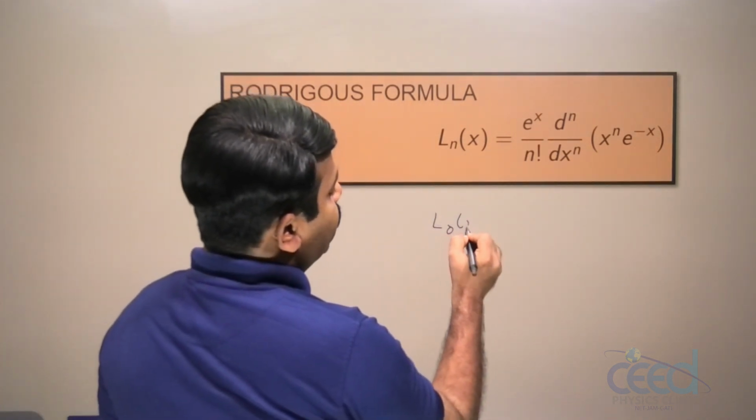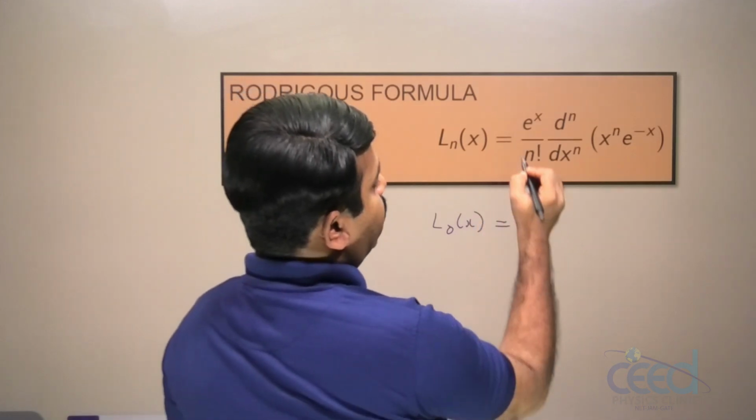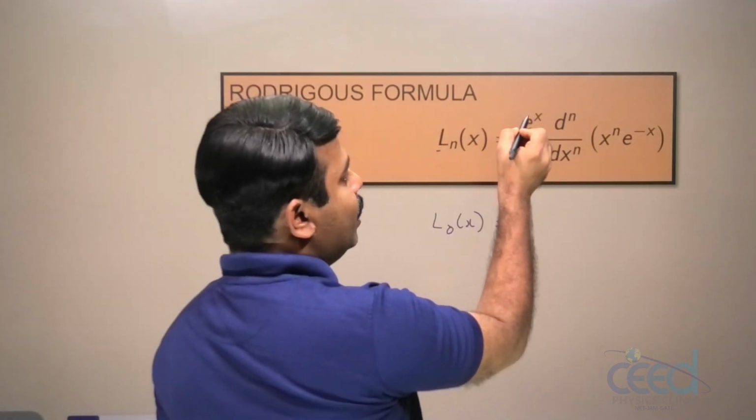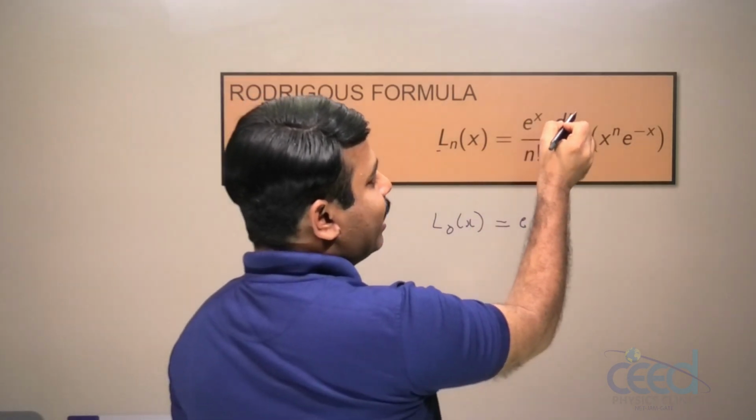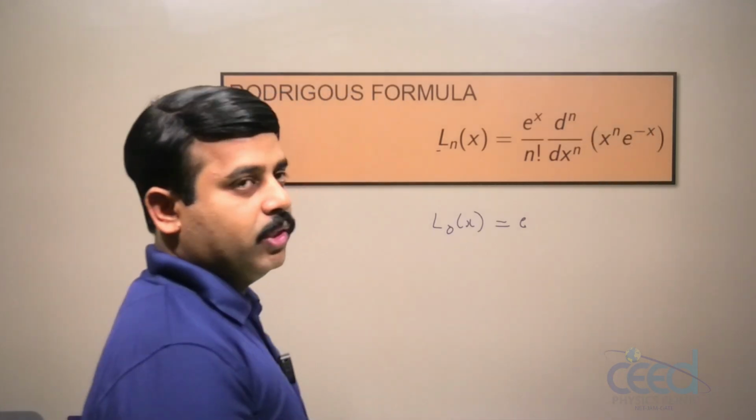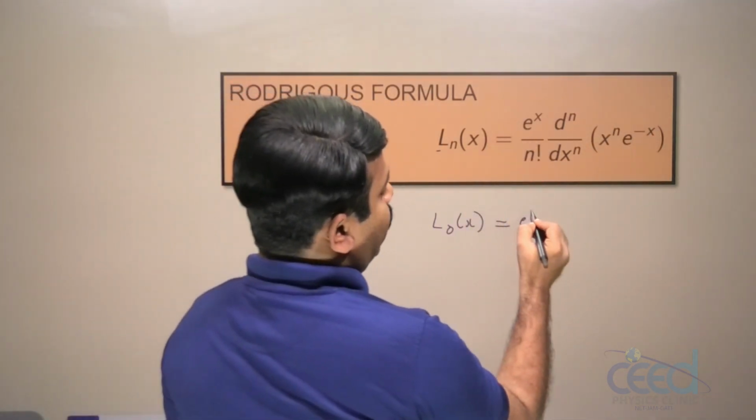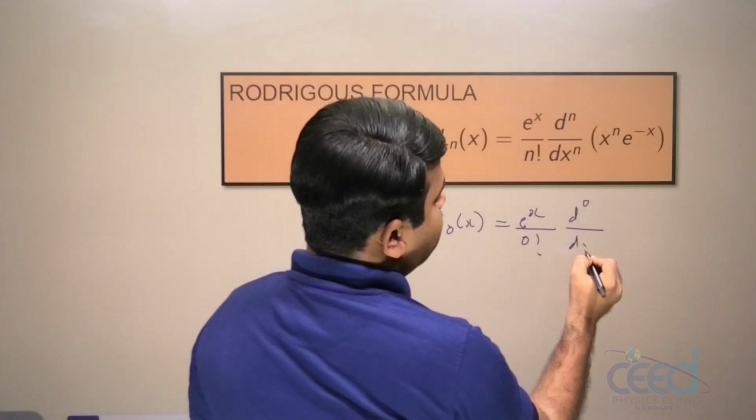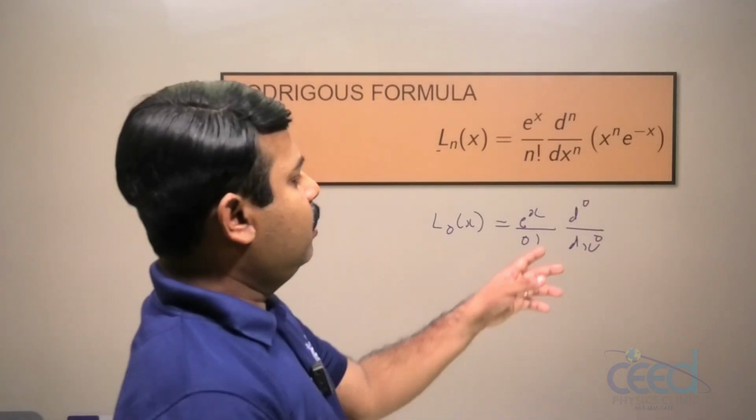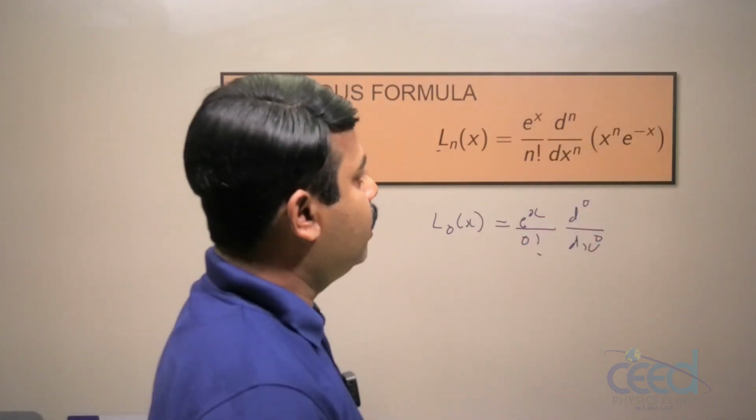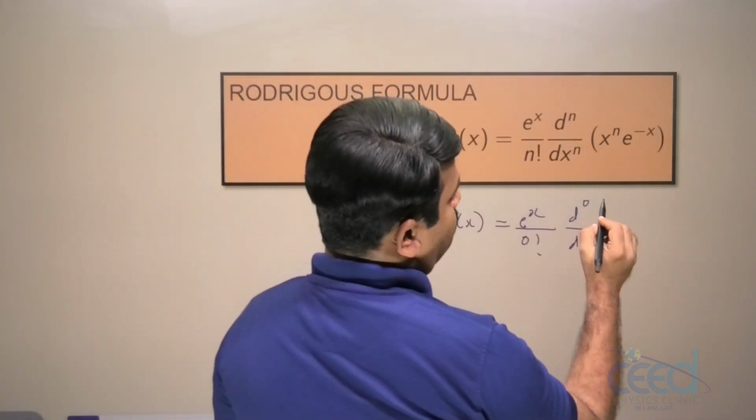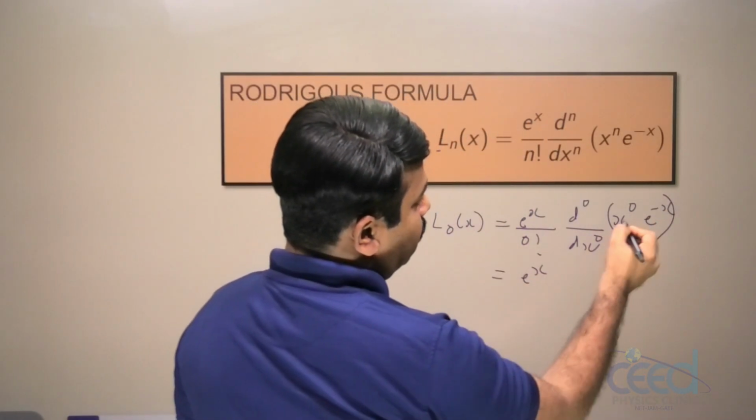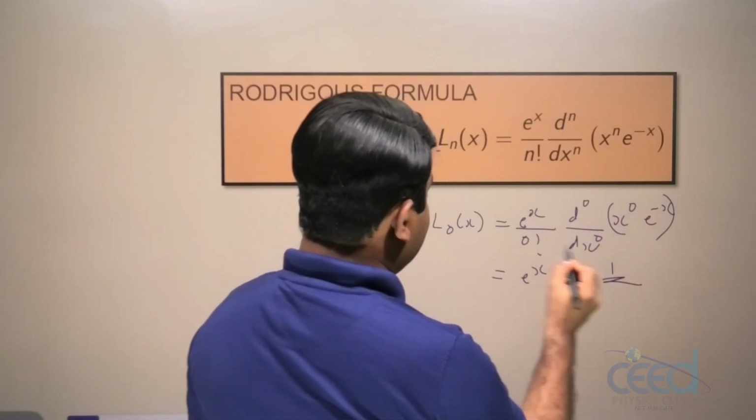To find L0 of x, put n equal to 0 here. What is Ln of x? As the Rodriguez formula states, Ln of x is equal to e raised to x by n factorial, d raised to n by dx raised to n, of x raised to n e raised to minus x. So e raised to x into L0 of x means 0 factorial into d raised to 0 by dx raised to 0. That means no differentiation, zero differential order. That is x raised to 0, e raised to minus x. Now here e raised to x, here e raised to minus x only. What is that? 1. Then L0 of x is 1.